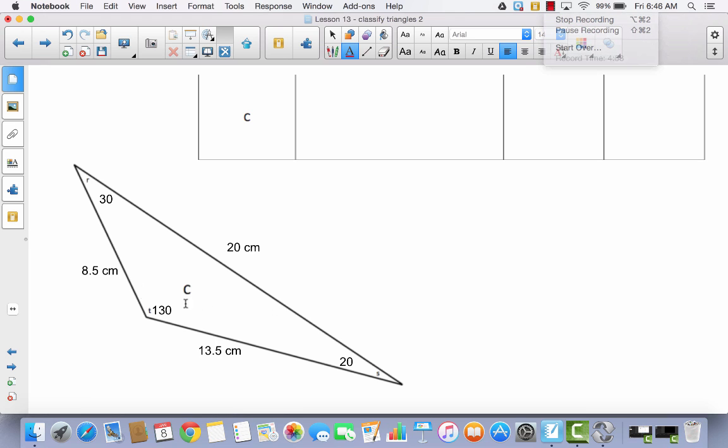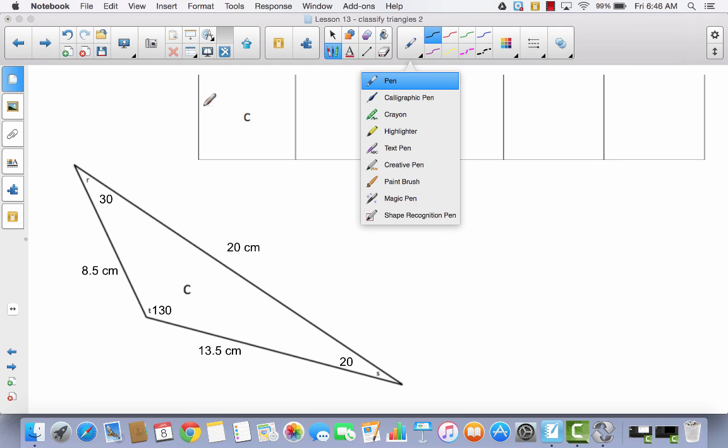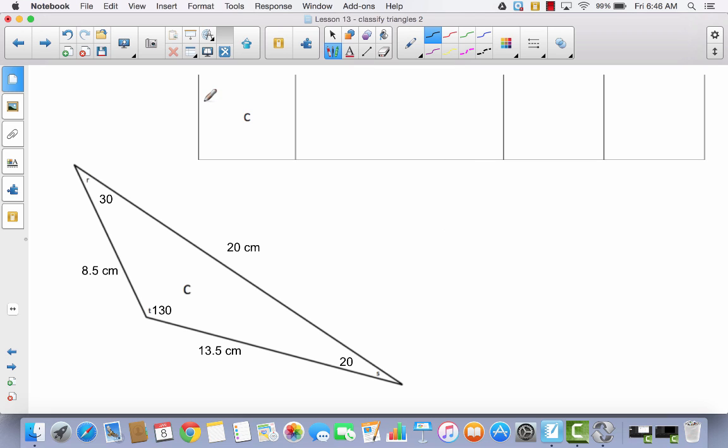Okay, so after I measured the sides, I found that none of the sides were the same length and none of the angles were the same length. So let's go ahead and sketch our triangle. And remember, we want it to look like this. So this one's going to be a little bit harder to draw, but we're going to start by making this big obtuse angle. And then we'll come back.